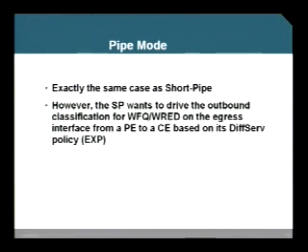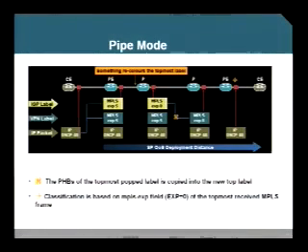One more left, and that is called pipe mode. Pipe mode and short pipe mode is a little bit tricky. Pipe mode is exactly equivalent to short pipe, with a difference here. Once again, IP DSCP 40, EXP5, EXP5, that is a 2 level.